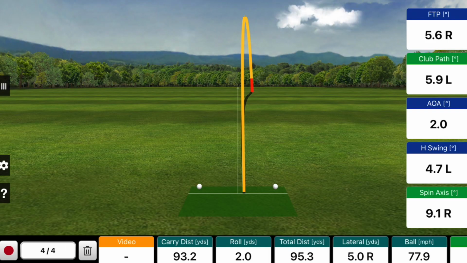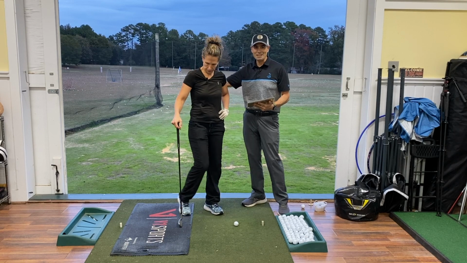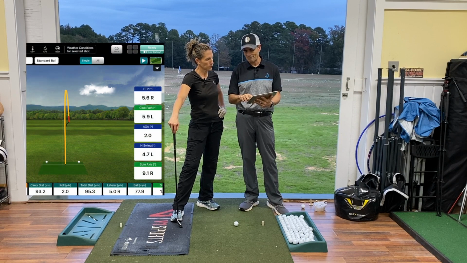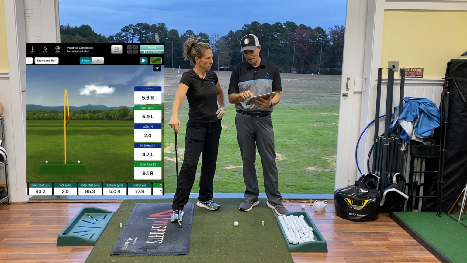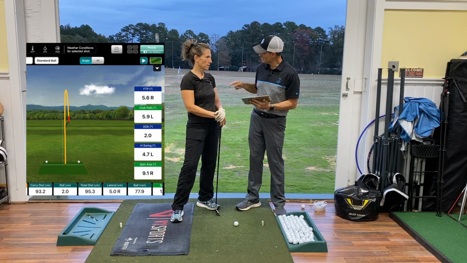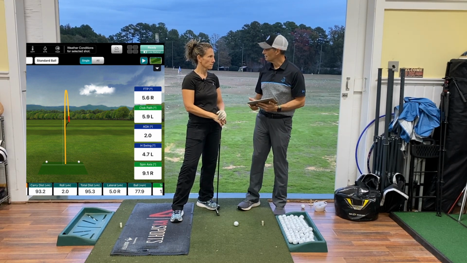You can see that your club path was 5.9 degrees left of the target, and your face to path, the number right above it, was 5.6 degrees right of the target. So it's really common that when people are swinging the club to the left of the target, their face is to the right of that path. So actually, if you swung the club 5.9 left, but your face was 5.6 open to that path, your face was actually pointing pretty much to the target, right? Right. Okay, so what's wrong with that?